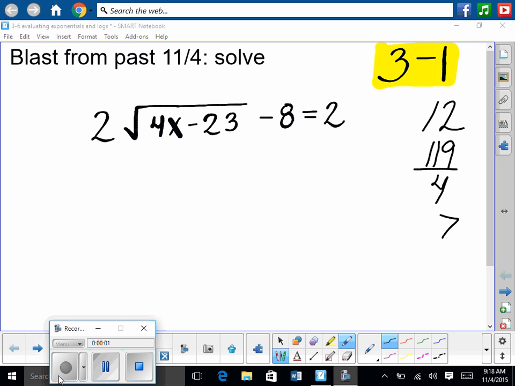This is solving a radical. So what would we do first? So we're isolating the radical. Good. So we'd add it to both sides of the equation. You're right.